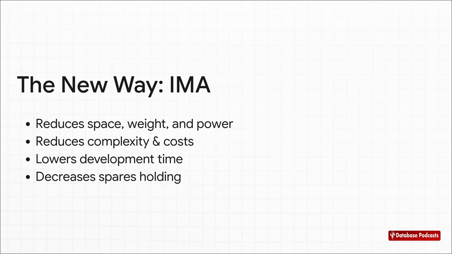So, the solution is a much smarter approach called Integrated Modular Avionics, or IMA. The core idea is simple but revolutionary. Consolidate many different functions onto fewer, more powerful computers, and the benefits are just huge. It drastically cuts down on space, weight, and power use, which saves fuel. It also makes the whole system simpler, which slashes development costs and complexity.